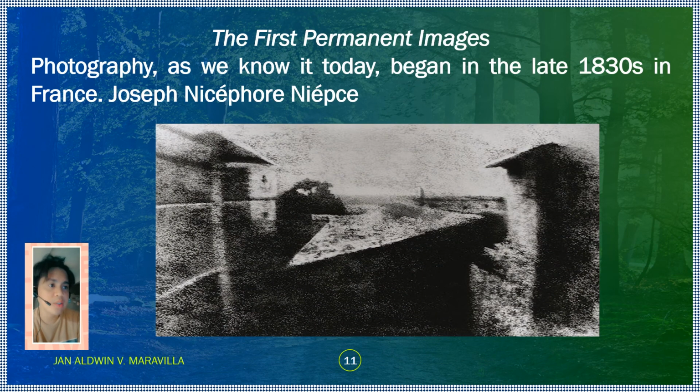Photography as we know it today began in the late 1830s in France. Joseph Nicephore Niepce used a portable camera obscura to expose a pewter plate coated with bitumen to light. This is the first recorded image that did not fade quickly. On your screen is the first permanent image produced by camera obscura.